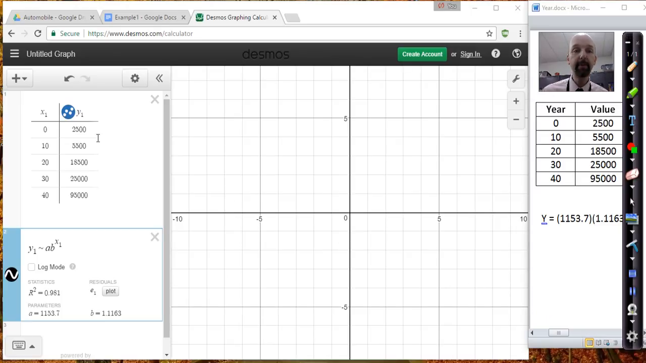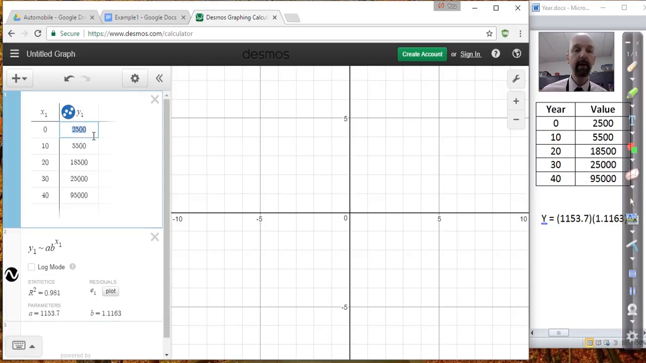Okay, after we've put in the table, have Desmos come up with the linear regression and exponential regression, and we've typed it into our Google spreadsheet, another question that can be asked: what's the graph look like? Well, right now you don't see any graph. Why is that? If you look at our Y values, they start at 2,500 and go to 95,000.